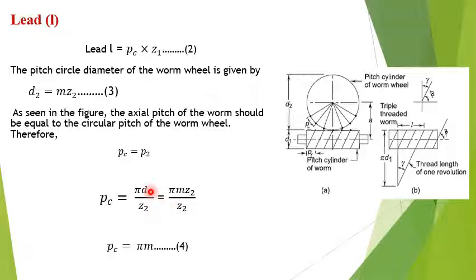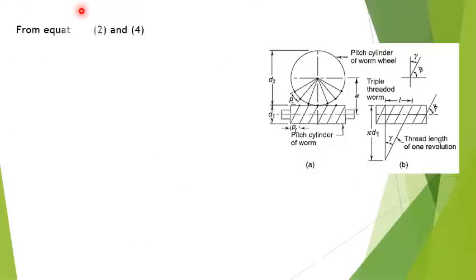Again, we can write D2 as m into Z2. Therefore, we can write the axial pitch PC as pi into m. Let us take this as equation number 4. From equation numbers 2 and 4, equation number 2 is L is equal to PC into Z1, and equation number 4 is PC is equal to pi into m. So if we substitute PC as pi into m, we get the expression L is equal to pi m Z1. Let's take it as equation number 5.